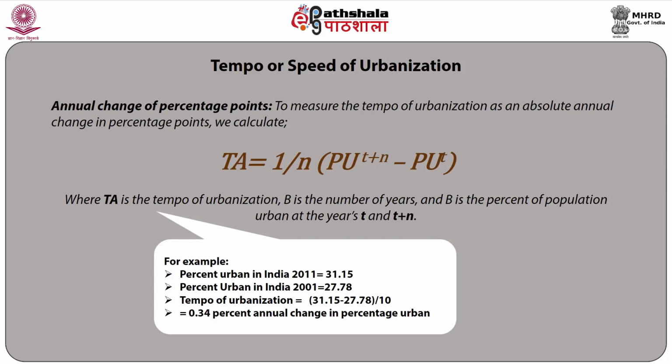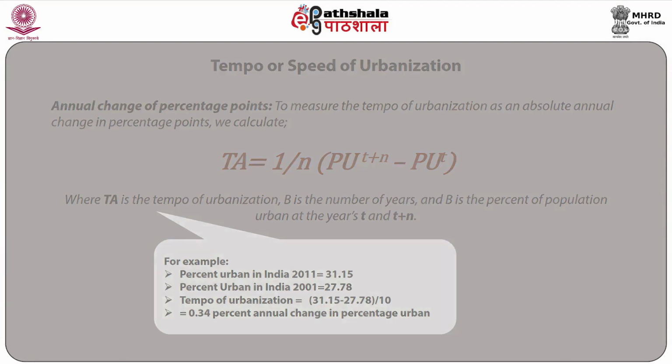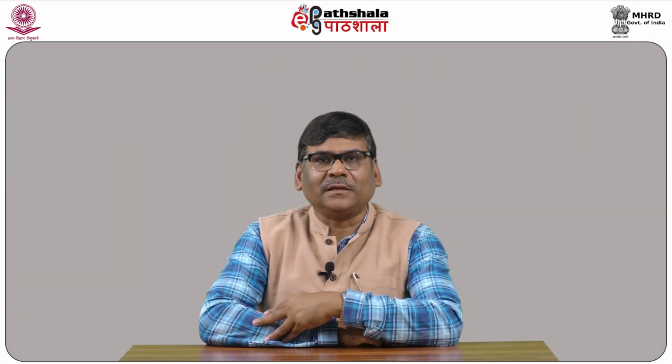So 0.34% annual change is the tempo of urbanization. It means that level of urbanization is increasing at the rate of 0.3% every year. So this shows the tempo and speed of urbanization. As I explained to you earlier, the tempo or speed of urbanization depends upon urban-rural growth differential. If urban growth is higher than rural growth, then only we can maintain or have speed or tempo of urbanization.